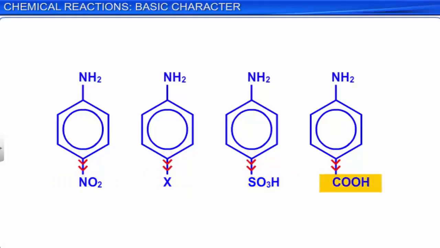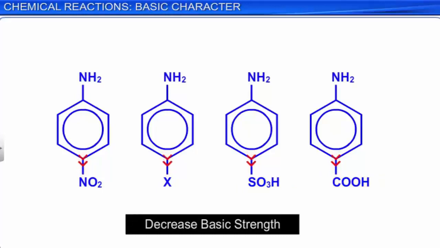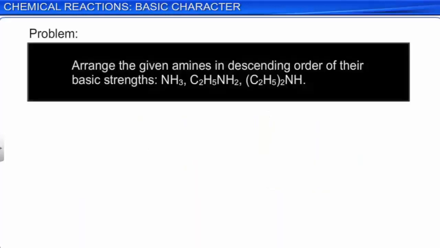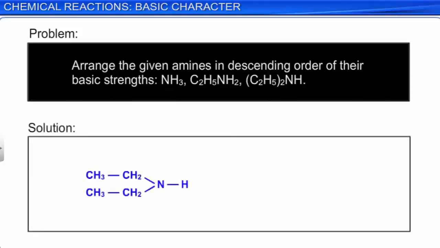Here's a problem for you to try. Arrange the given amines in descending order of their basic strengths. Try to work out the answer yourself before checking the solution. The descending order of basic strengths of the amines and ammonia is dimethylamine is greater than ethylamine is greater than ammonia. This is explained on the basis of the +I effect of the alkyl groups. More is the number of alkyl groups, more will be the +I effect.